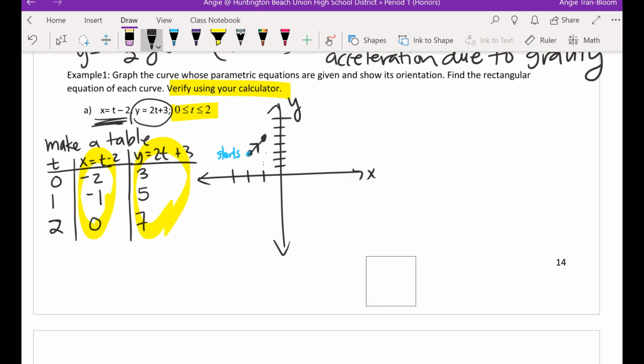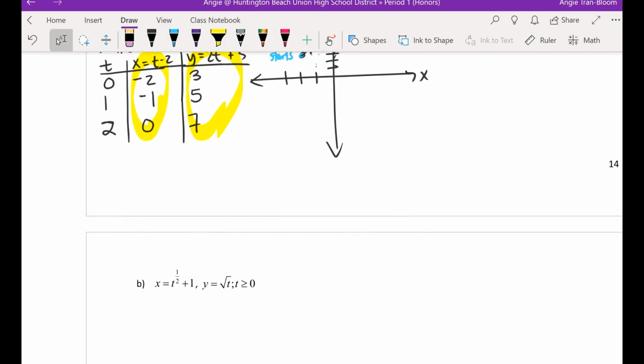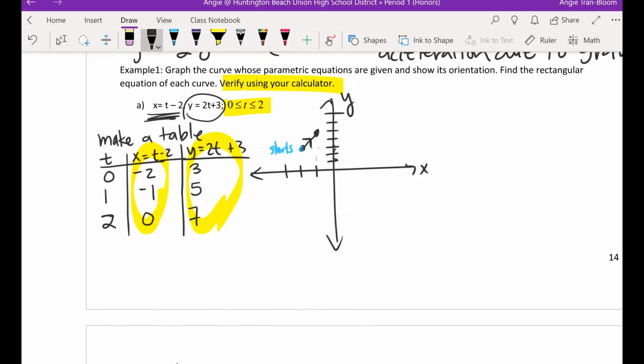So 0, 1, 2, 3, 1, this is just driving me nuts. 1, 2, 3, 4, 5, 6, 7, there you go. This is where we are stopping. So it's traveling in that direction. Make a couple of arrows, and that's what happens. It starts where I have the blue dot, and it ends at 0, 7. Now time, we are not plotting time. We are using time to make a table for x, y. In class, I will show you how to use a calculator to check.